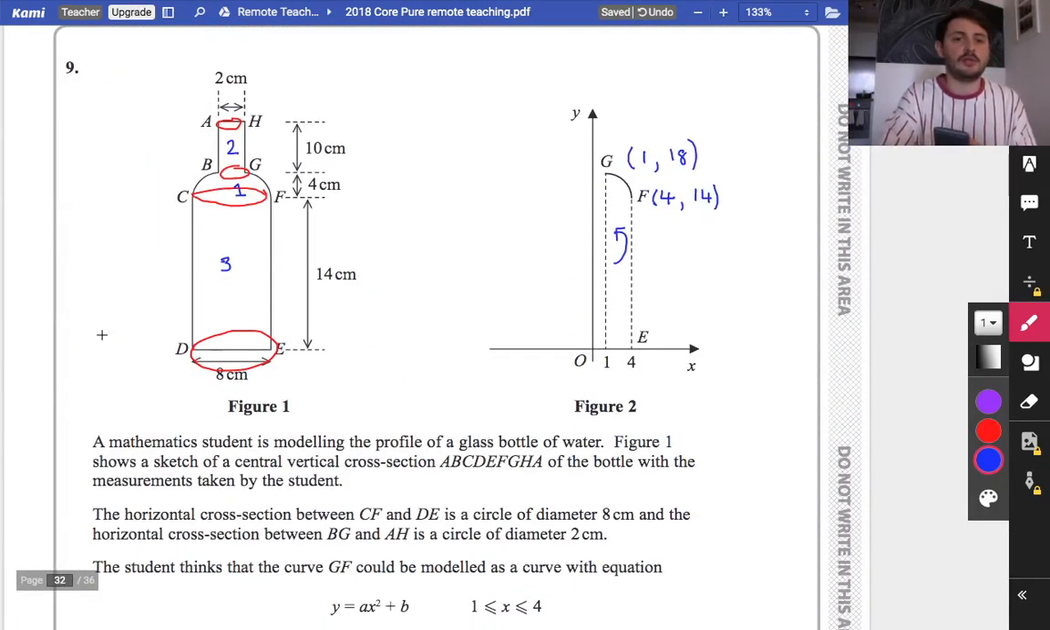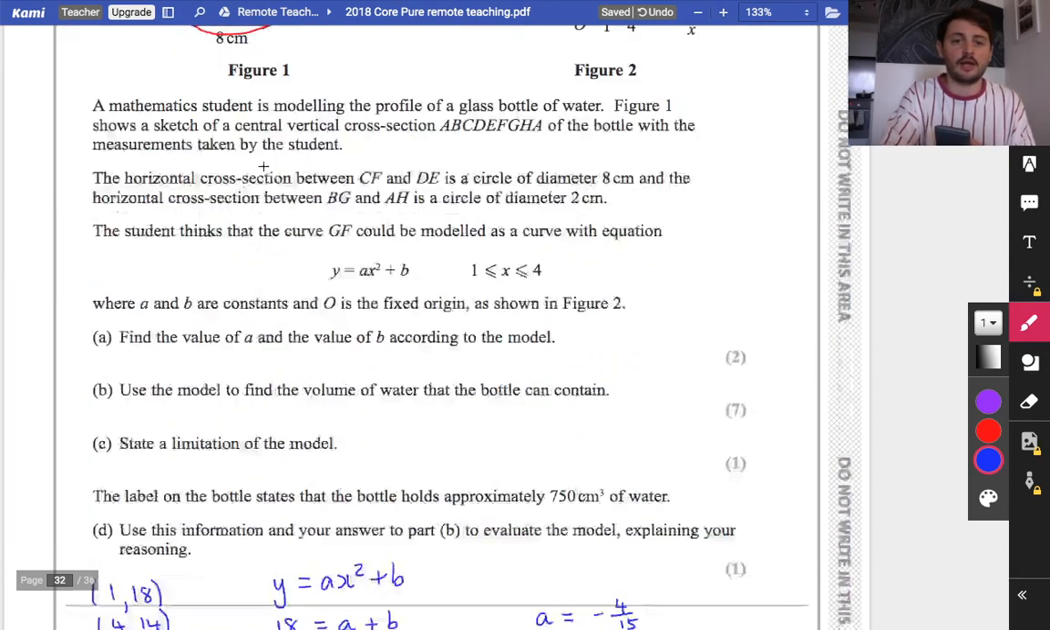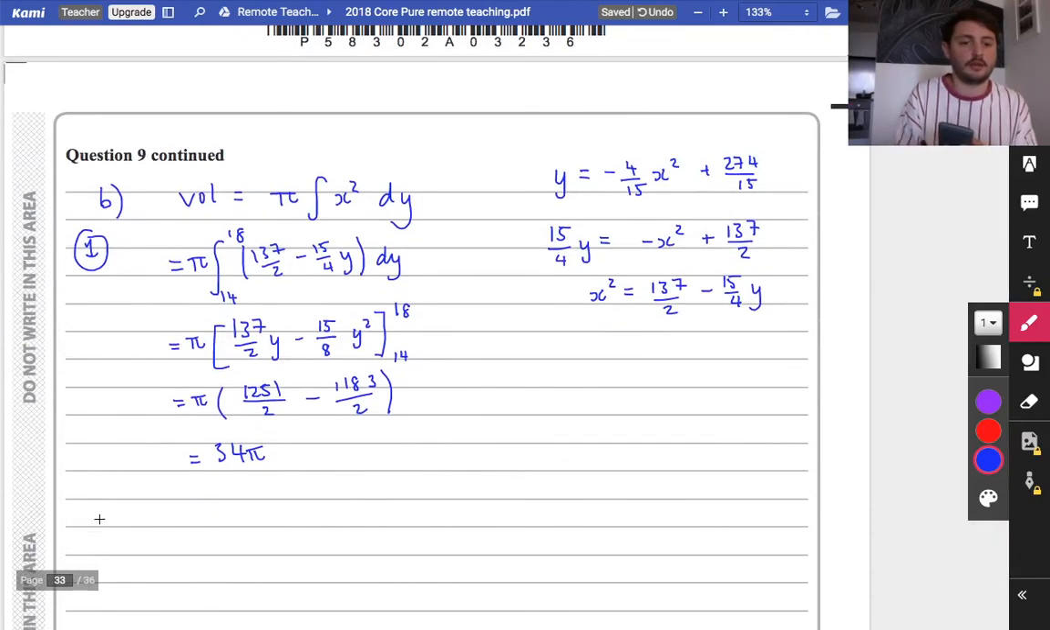Shape number 2 is my tiny little one at the top, which has got a diameter of 2, so a radius of 1 and a height of 10. So the volume of this is going to be pi r squared h, which is just going to be pi times 1 times 10, which is just 10 pi.